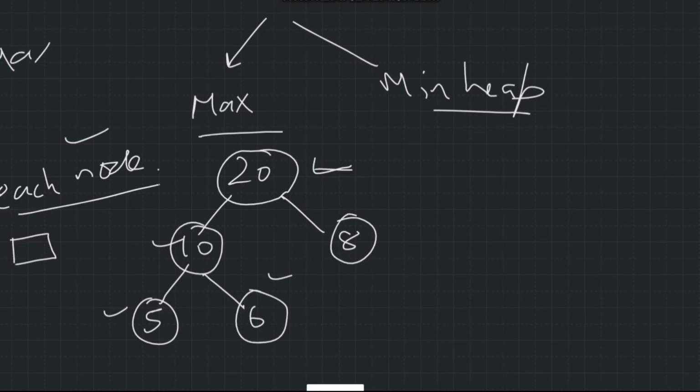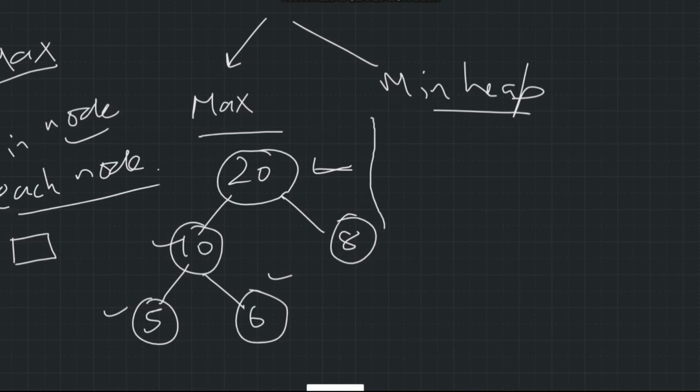A max heap follows two properties. The first property is that it must be a complete binary tree, and the second property is that the value in a node must be the largest as compared to its child or descendant values.